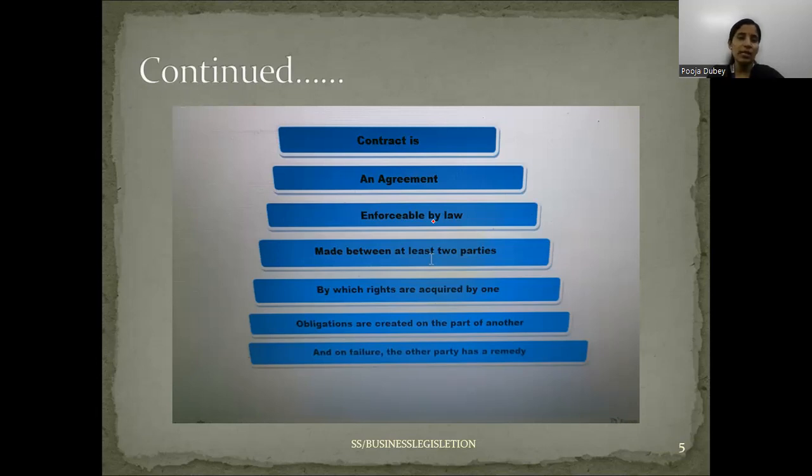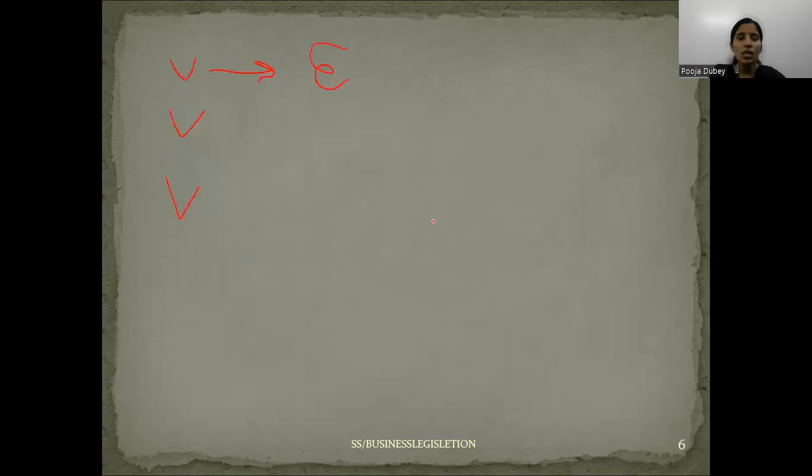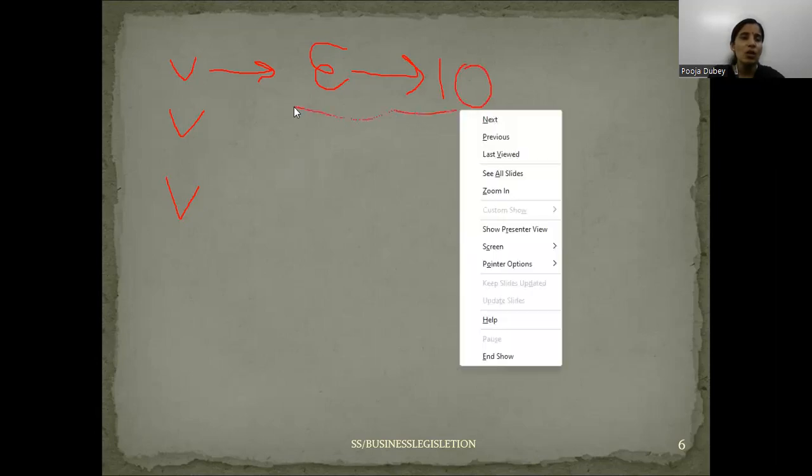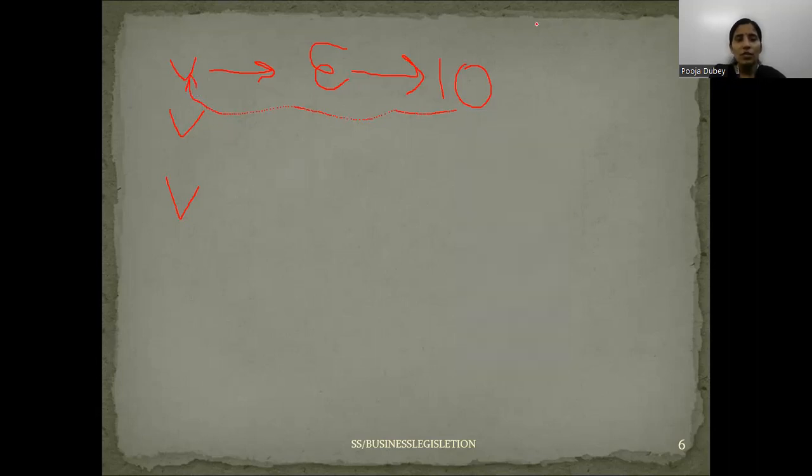Likewise, there are 10 essential elements which should be present, and only then can we say the contract is called a valid contract. So all essential elements need to be present. As per the Indian Contract Act 1872, there are 10 essential elements which should be present, and only then is a contract said to be a valid contract. So basically, if all essential elements are present, a contract is said to be a valid contract.